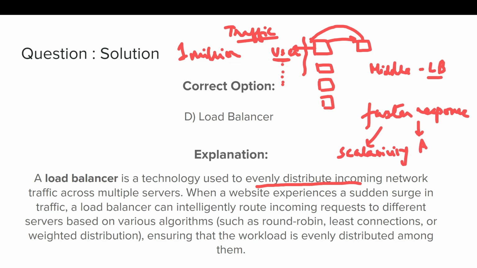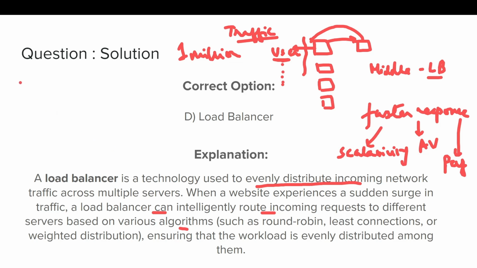I'm going to also increase my availability. The application is going to be available most of the times. And also I'm trying to improve the performance. These are the key things when you are having a surge in traffic. These are the key things that you need. So load balancer can intelligently route the incoming requests to different servers. There are certain algorithms, that is like going one level deep into load balancer.